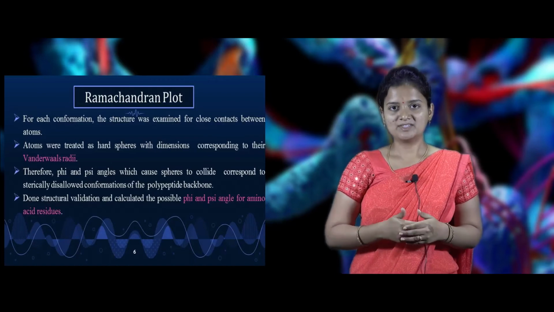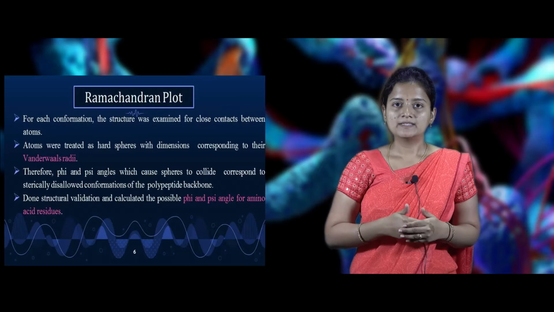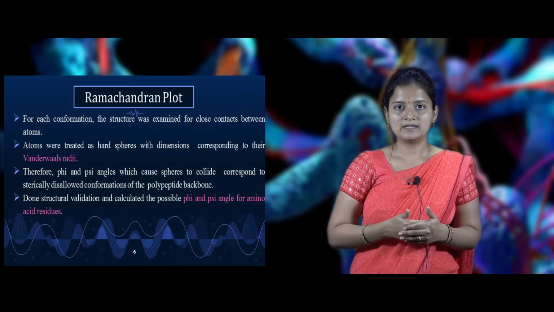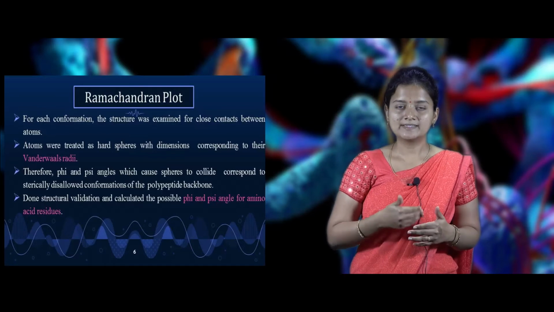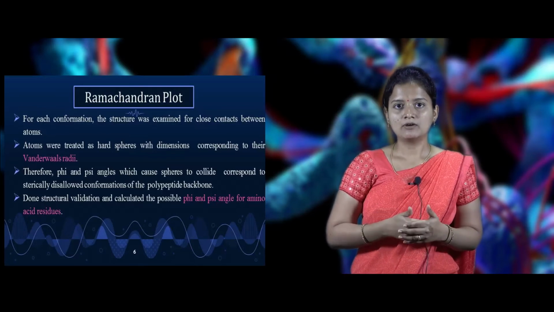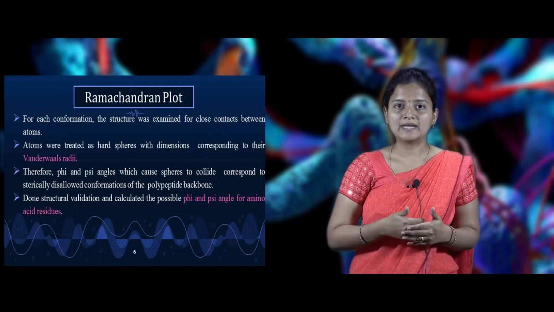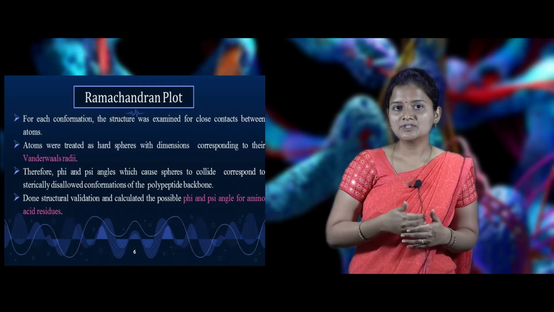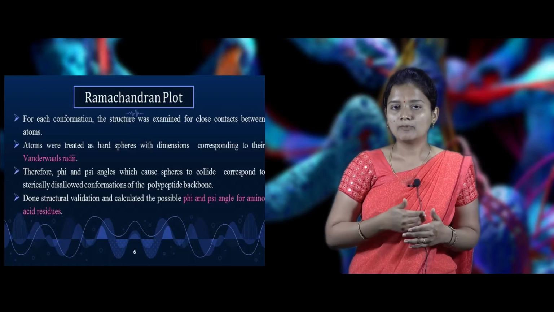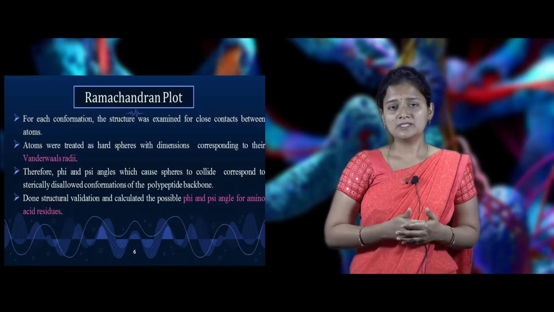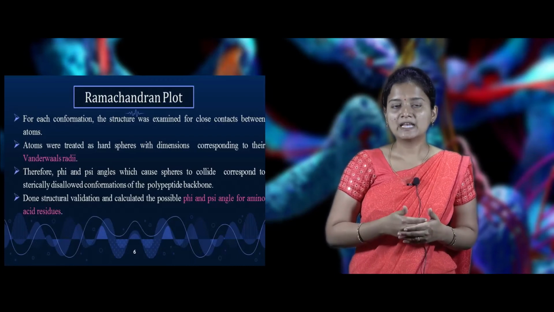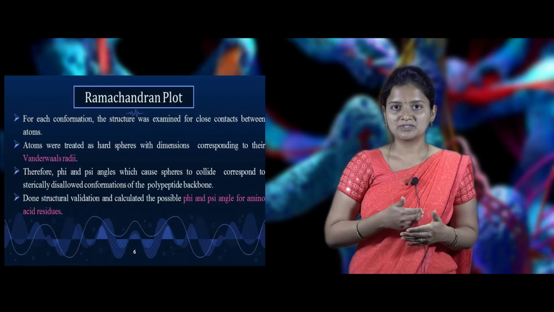For each conformation in the Ramachandran plot, the structures were evaluated based on the close contact between the atoms. The atoms were considered as hard spheres. These hard spheres were analyzed with the help of the van der Waals radius, that is, the dimension of each atom and their interactions were determined with the van der Waals radii. So, the atoms, considered as hard spheres, collide with each other, which helps to determine the conformation of the protein.